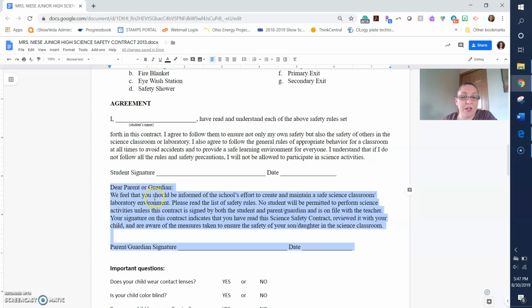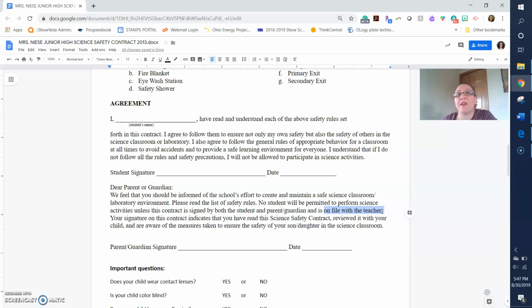Dear parent or guardian, we feel that you should be informed of the school's effort to create and maintain a safe science classroom. Please read the list of safety rules. No student will be permitted to perform safety activities unless this contract is signed by both the parent and/or guardian and the student, and it is on file with the teacher. What this means, on file with the teacher, is that you need to bring a copy back to me, and that needs to be the one that's signed by you and the one that's signed by your family.